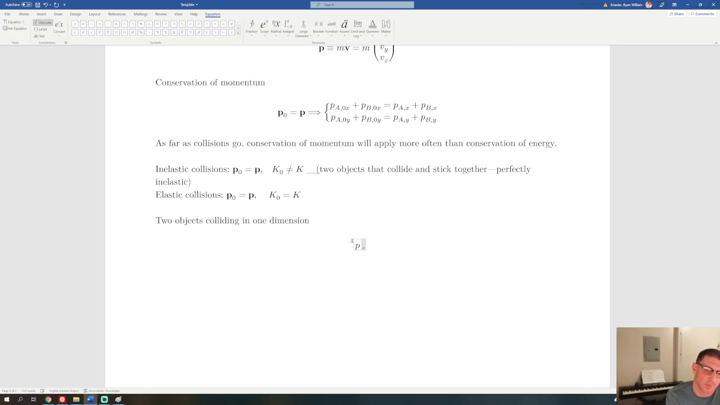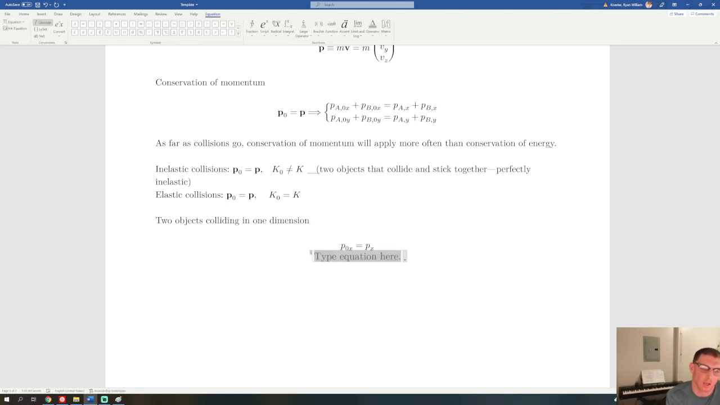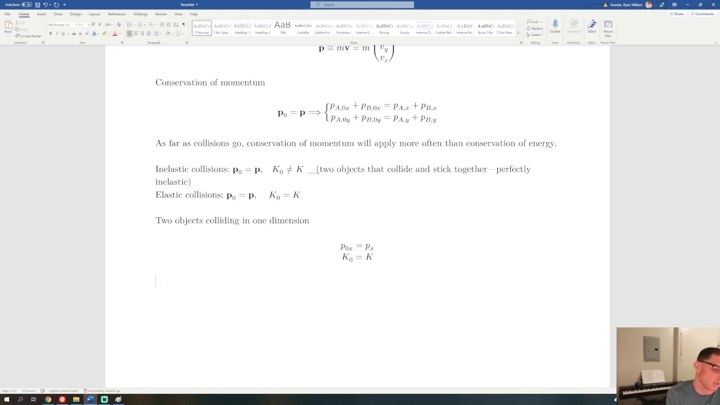Okay, so what we would do is, and I'll show you a little trick here actually, the initial momentum equals the final momentum. Let's just talk about the x direction, to be specific. And we also have that the initial kinetic energy equals the final kinetic energy, right? So we could do this.